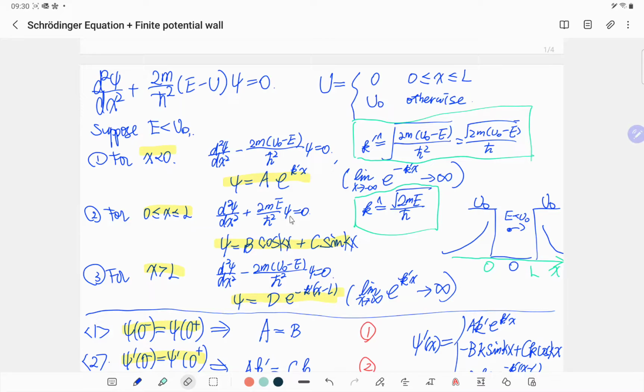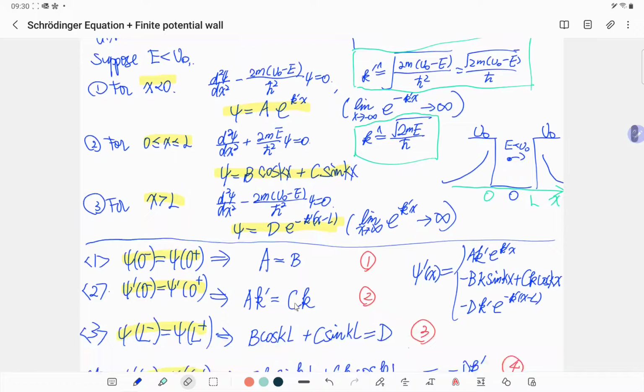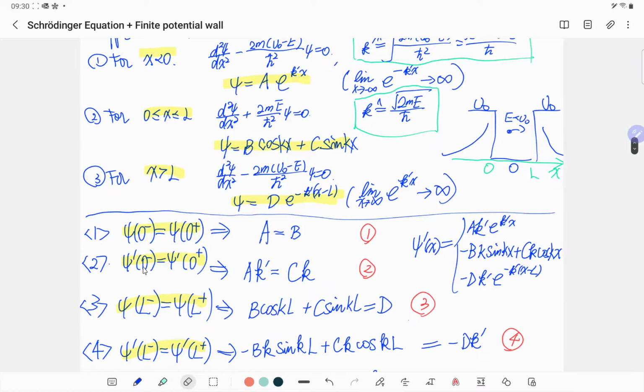So this is only the first step. For region 1, we have something like this. Region 2, we have something like this. Region 3, we have something like this. Then we will need to use the boundary conditions to solve for A, B, C, D. At zero, the wave function is continuous, and the first derivative is continuous. And then at L, the wave function is continuous, and the first derivative is continuous. So we can write equations 1, 2, 3, 4.